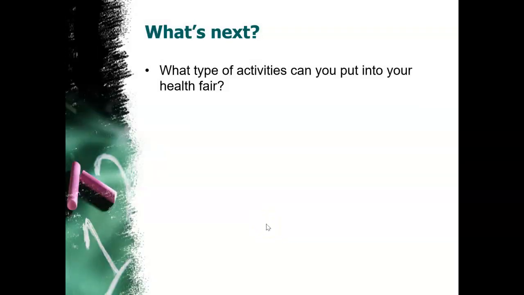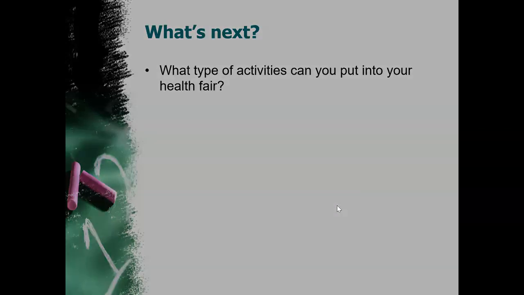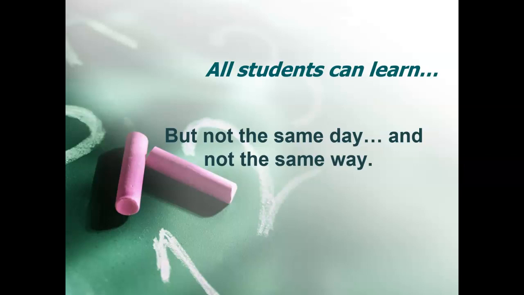So what's next? You need to think about the type of activities that you are going to put into your health fair. You also need to figure out what type of learner you are, so that you can venture outside of that comfort zone and incorporate other learning styles in your activities. One thing to remember is that everybody can learn, but not everybody learns the same day, and not everybody learns the same way. So if you can incorporate at least 3 different types of learning styles in your activities, you're much more likely to meet all the learners in the group.